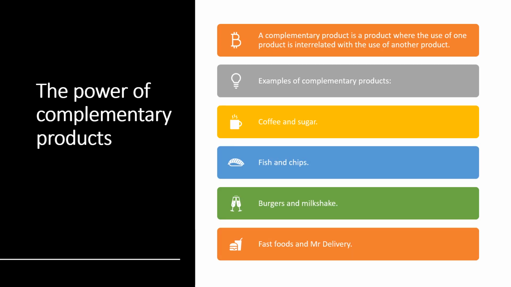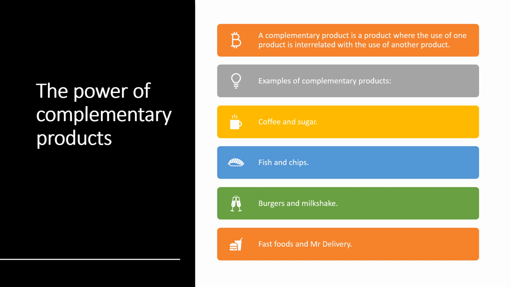The final factor we look at is the power of complementary products. Now we know that complementary products involve one product whose use is interrelated with the use of another product. So generally speaking, these products are paired together or consumed together. An example obviously is coffee and sugar, fish and chips, burgers and milkshakes. I don't know how many of you eat burgers and milkshakes.